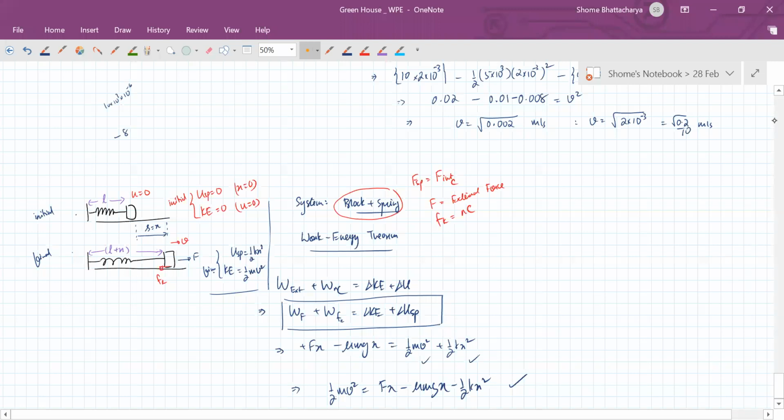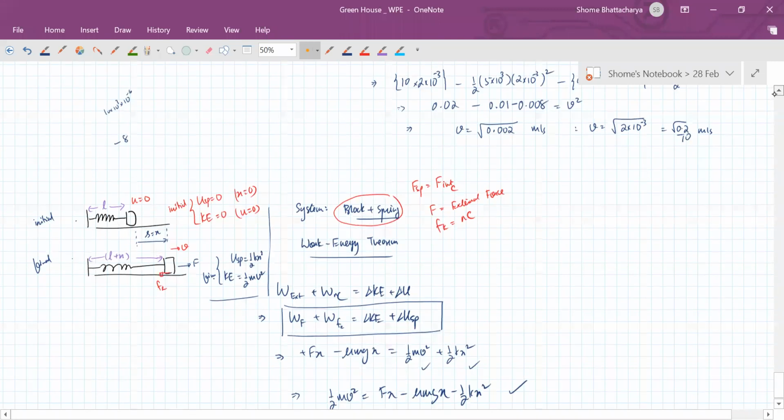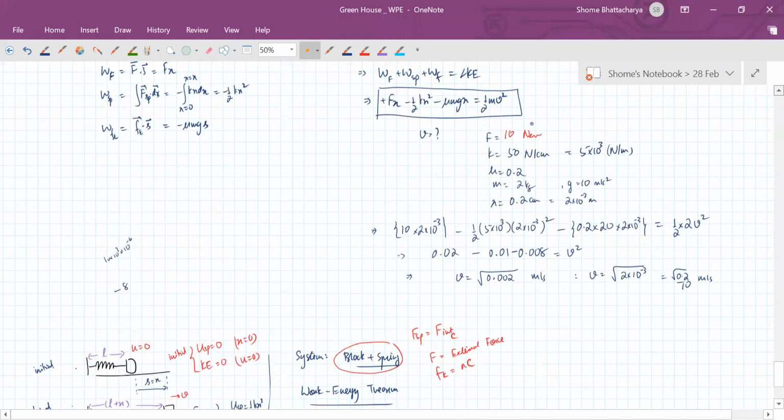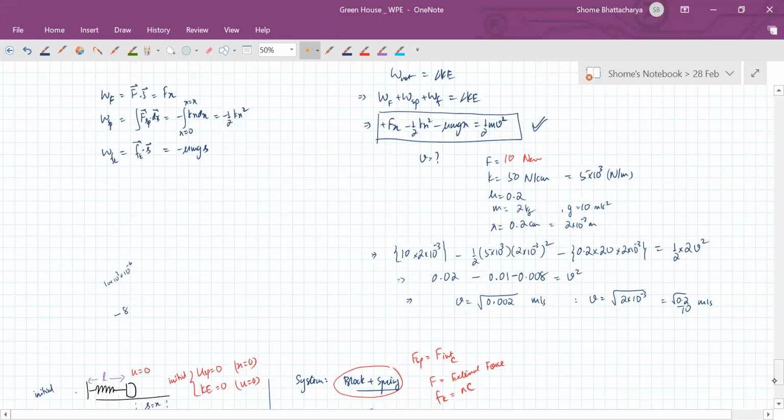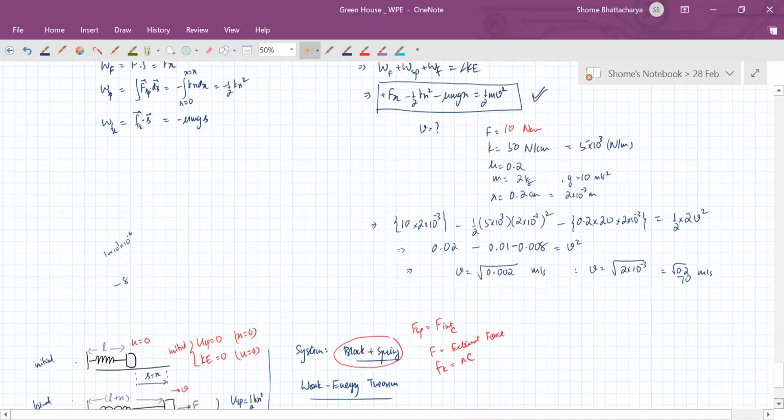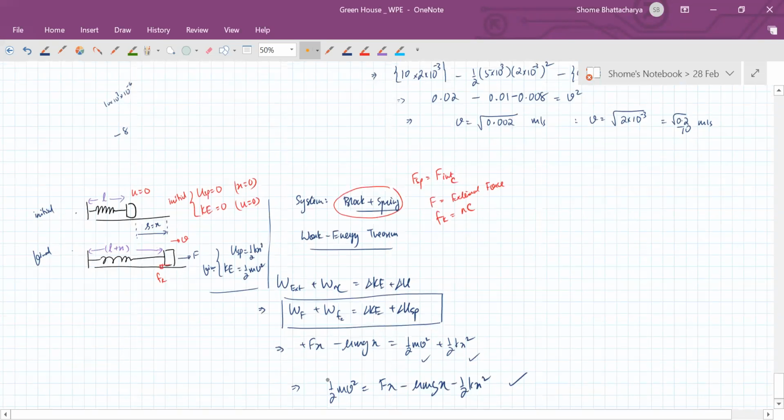Okay. So what I was saying is, if you saw the earlier part, this equation is the same as the final equation that we are getting here. These two equations are one and the same.